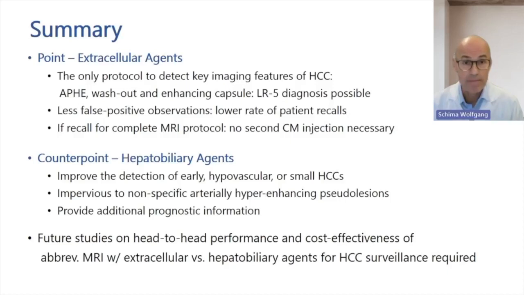On the other hand, an abbreviated MRI protocol with a liver-specific contrast agent has the following advantages. It improves the detection of early hypovascular and small HCC, and it has quite a high contrast-to-noise ratio. It is impervious to these non-specific arterially hyperenhancing pseudolesions, and it may provide additional prognostic information on HCC. However, we will need future studies comparing head-to-head performance and cost effectiveness of abbreviated MRI protocols using extracellular gadolinium chelates and liver-specific contrast agents for HCC surveillance.